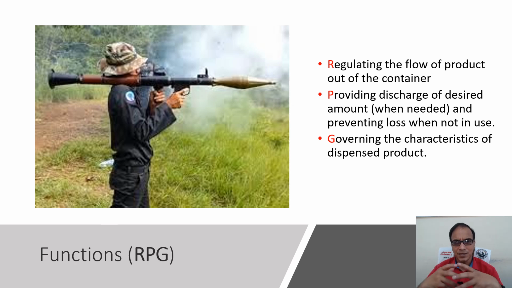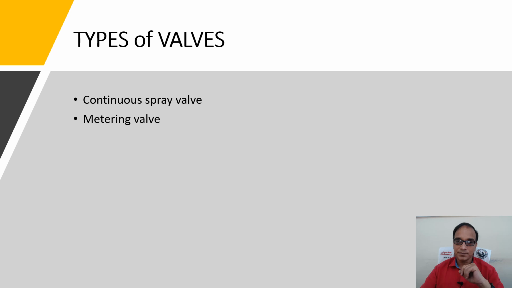So let's see it. RPG, R, regulating the flow of product. P, providing discharge of desired amount. And G, governing the characteristic of the dispensed product. So these are the three major functions which a valve does. So remember this thing. The valves may be continuous or metering. Continuous spray valve or it may be a metering valve.